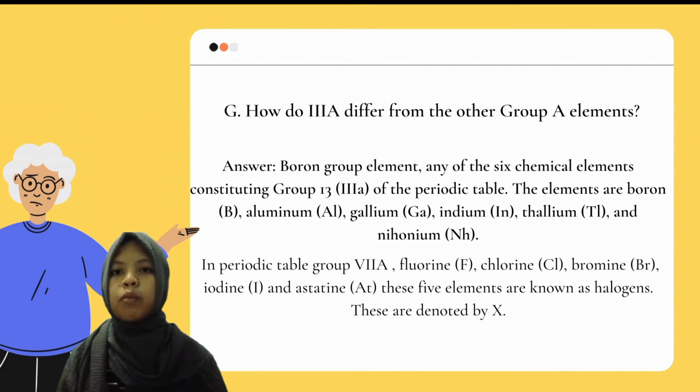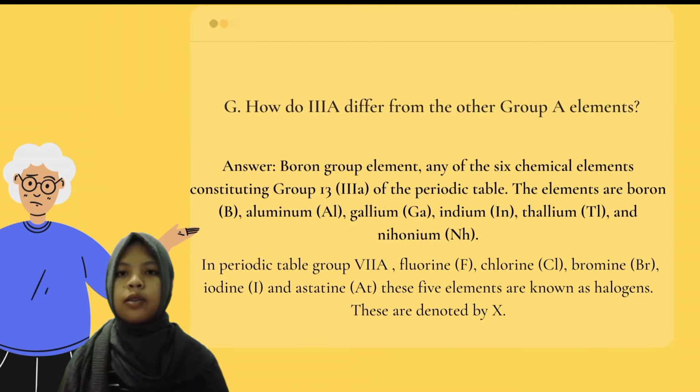The elements are boron with the symbol B, aluminum with the symbol Al, gallium with the symbol Ga, indium with the symbol In, thallium with the symbol Tl, and nihonium with the symbol Nh. And in the periodic table, group 7A: fluorine with the symbol F, chlorine with the symbol Cl, bromine with the symbol Br, iodine with the symbol I, and astatine with the symbol At. These 5 elements are known as halogens. These are denoted by X.